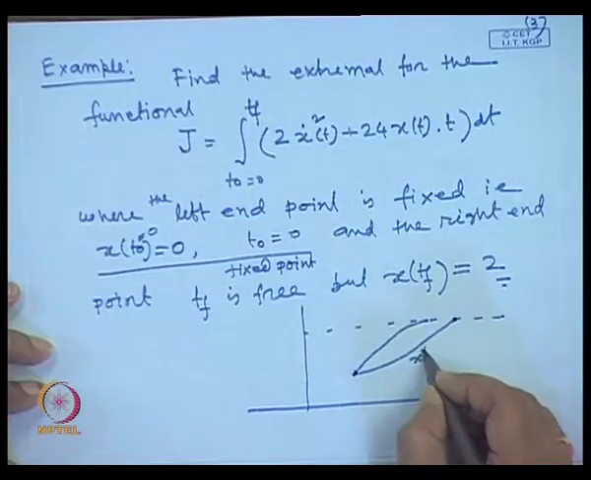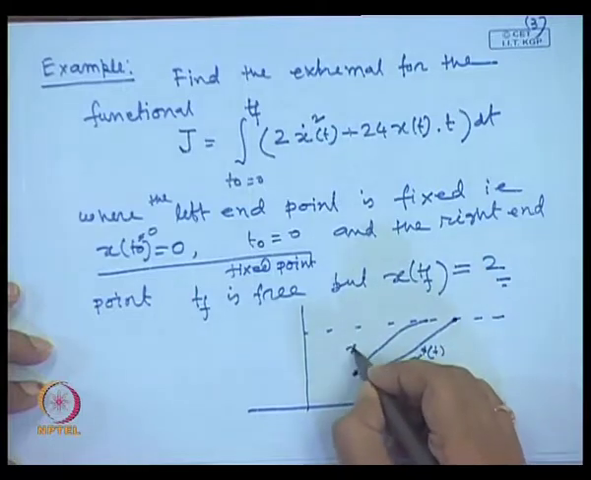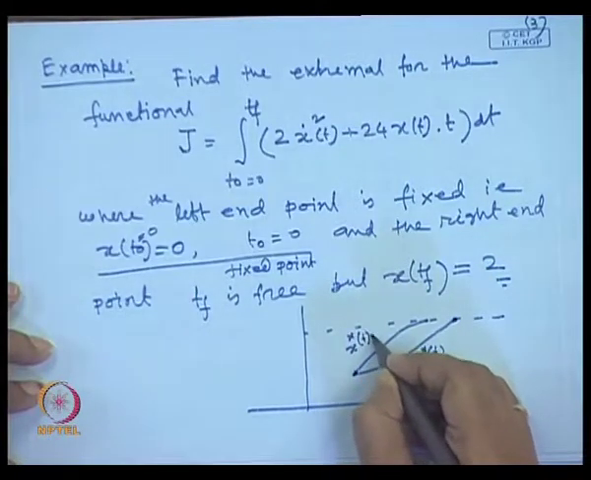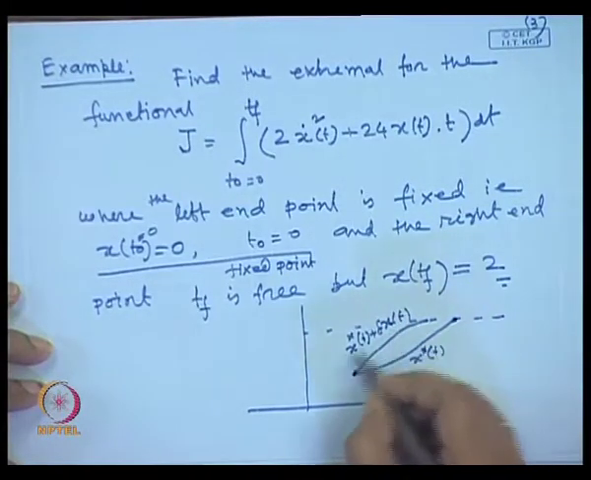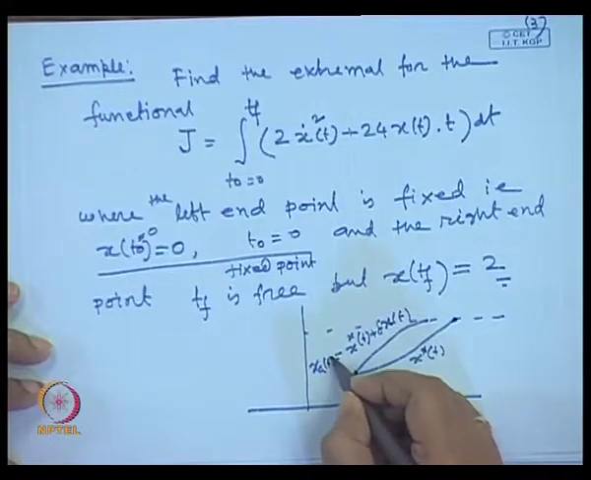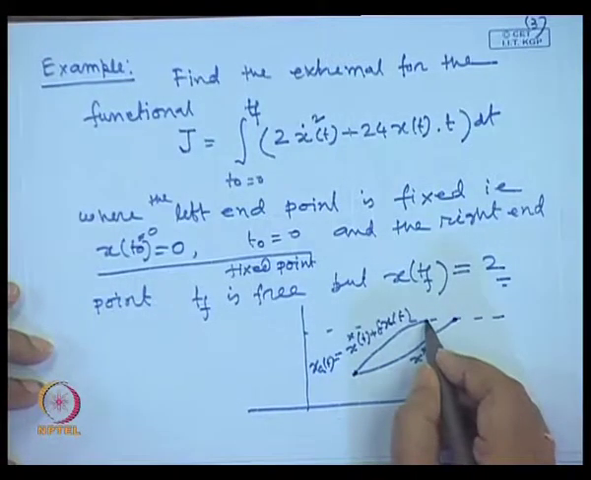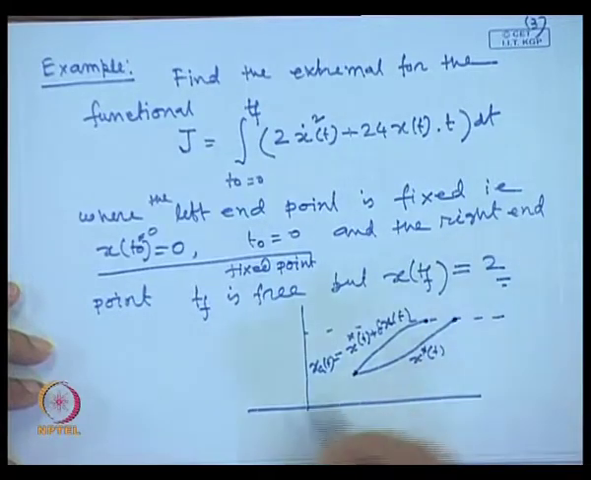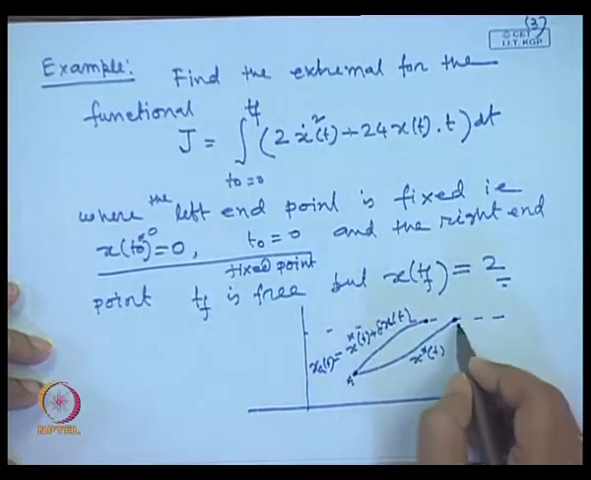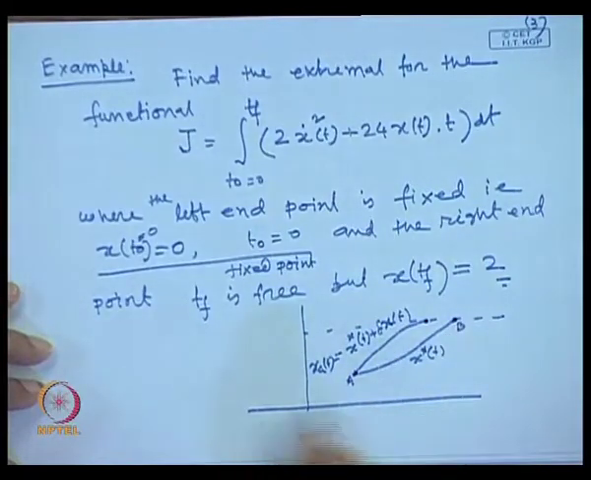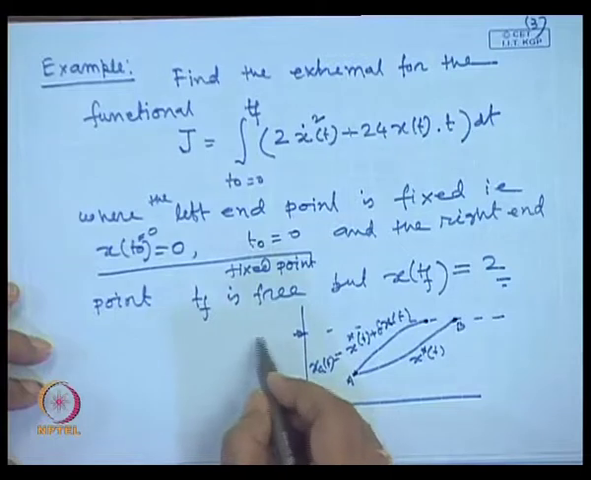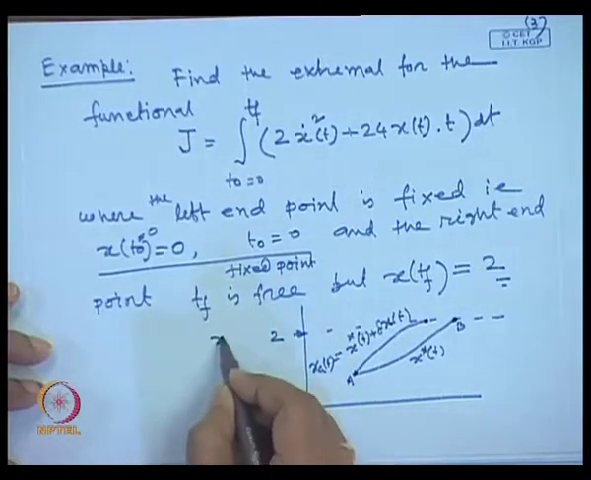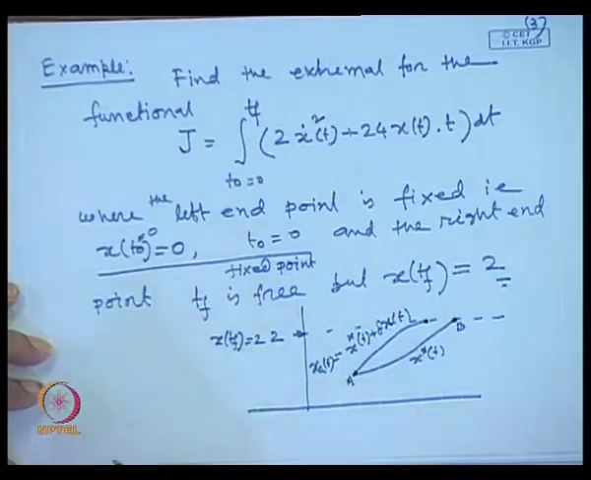So, consider x star of t, the optimal trajectory, and near about it there is another trajectory, a neighborhood of the optimal trajectory. We are calling this point B. If T f is free, agree, but x of T f is fixed, that is, x of T f is equal to 2.